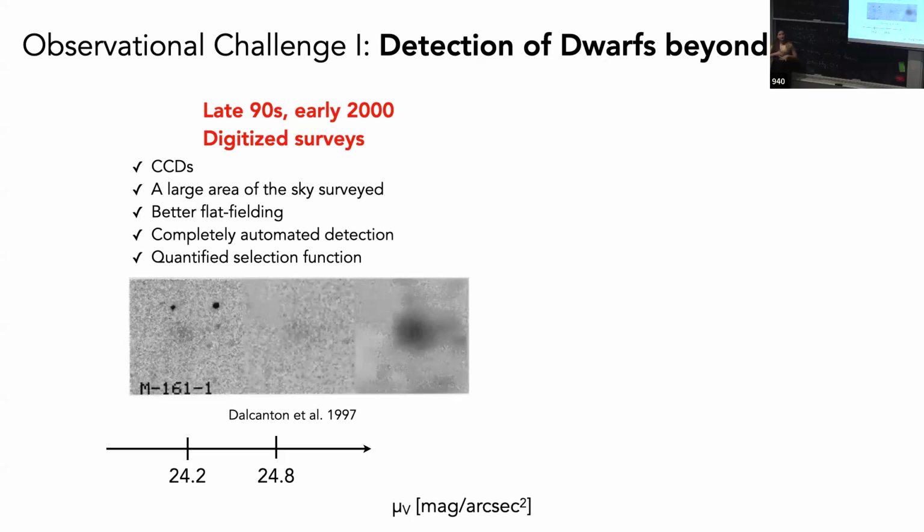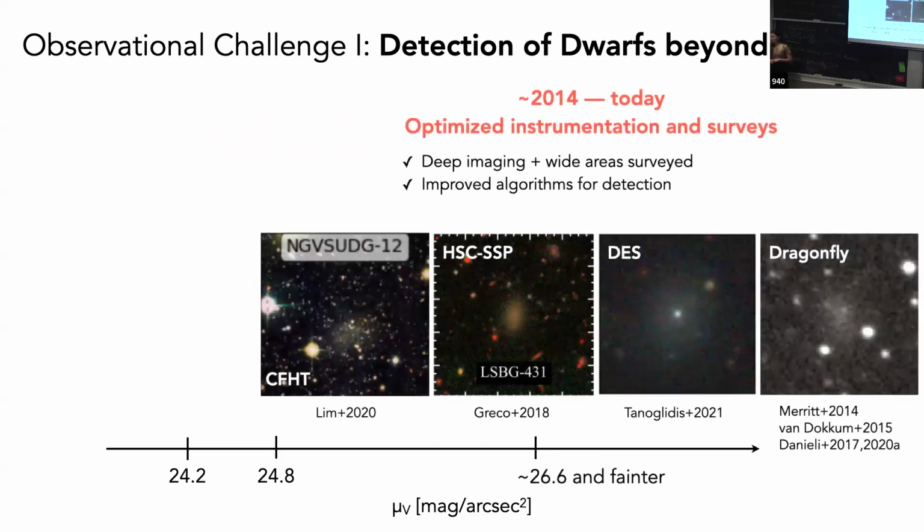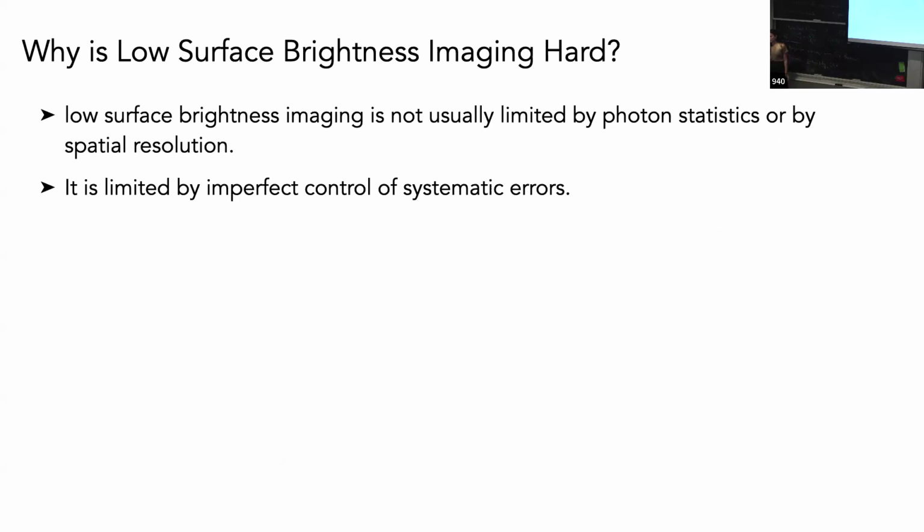But still, some issues with background subtraction. The depth wasn't quite there. It was great for the time, right? But then about a decade ago, there was this very dramatic boost in our ability to detect these low surface brightness galaxies. And this was the commissioning of many different telescopes and surveys. So I'm showing here CFHT, the Hyper-SupremeCam survey, Dark Energy Survey, and Dragonfly. And all of them, whenever we could improve our surface brightness limit, we just found new things. So this is a little bit of a history.